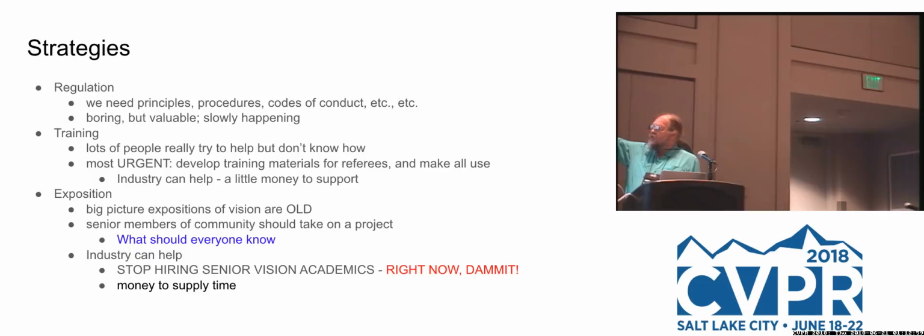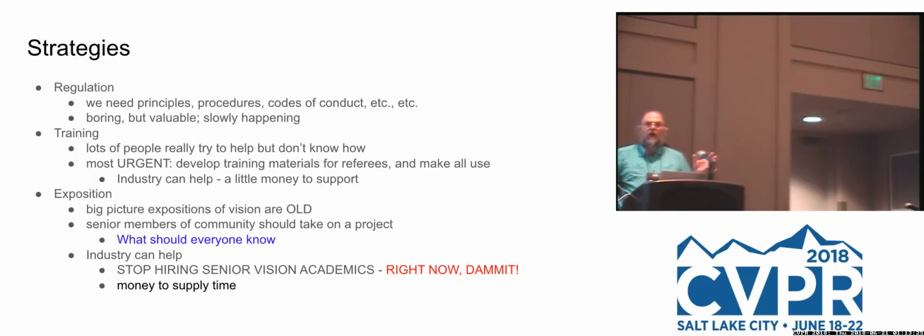Two steps. Stop hiring senior vision academics. Our job is to make PhD students, not money. Right now, I keep saying it and nobody listens. The second is, it will take money to have the time to make this what everyone should know. It may not be a book, it may be a series of workshops, propagating ideas, something. But we need a sense of who we are.